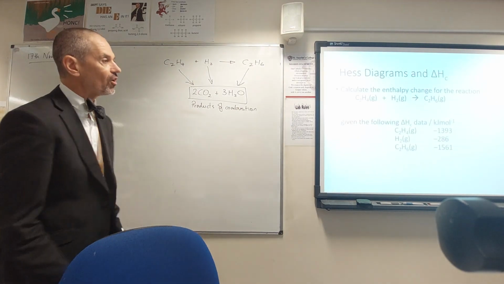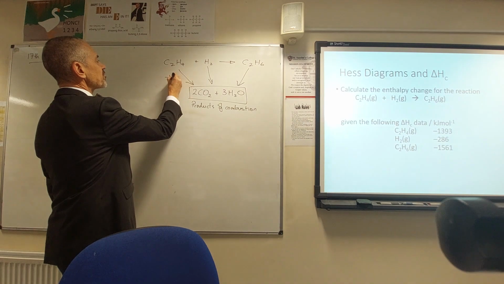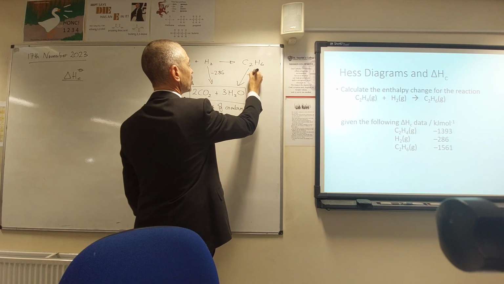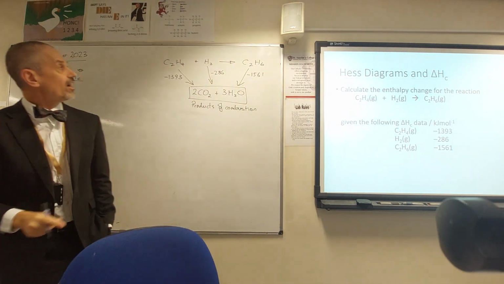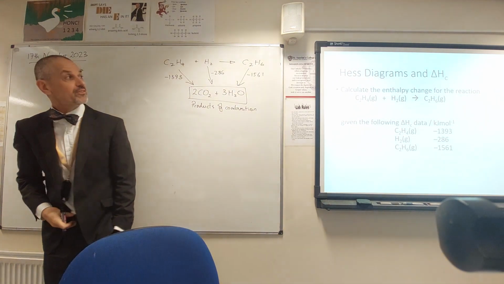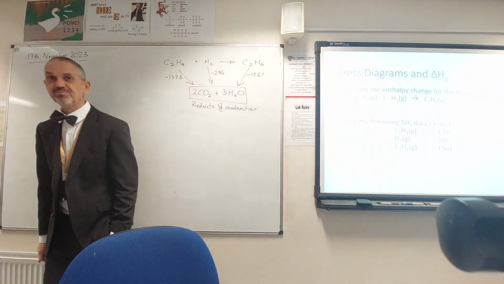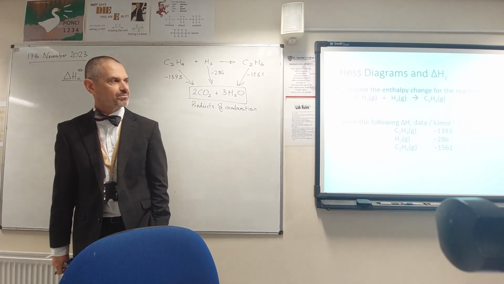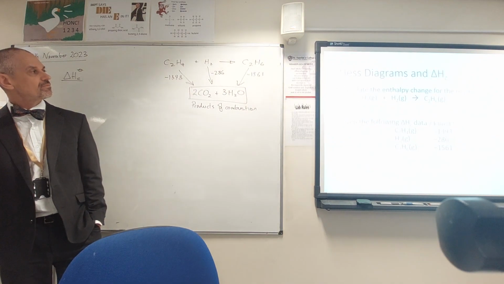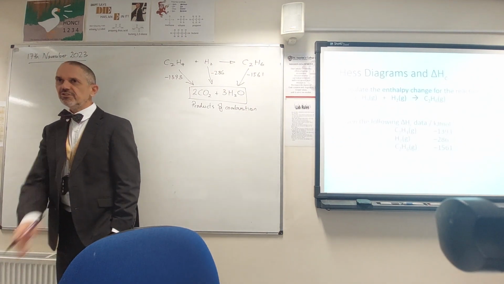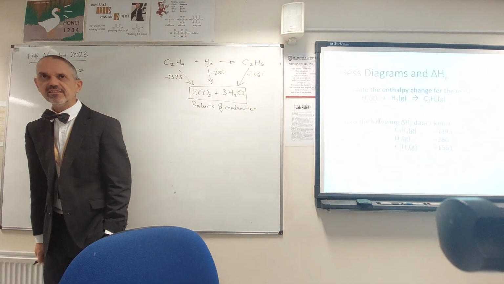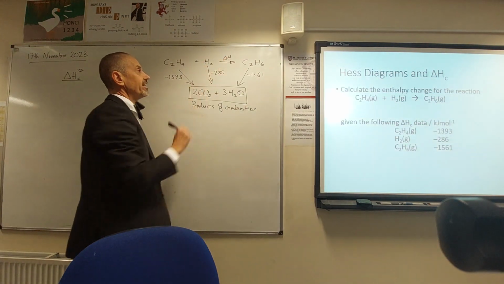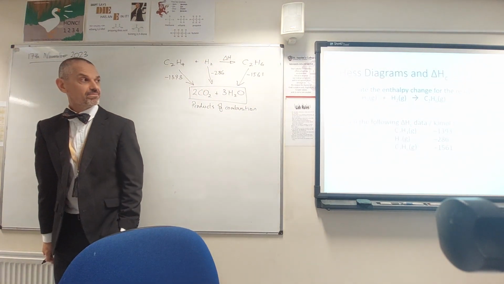And then I can put my numbers on. So minus 1393 would go there, minus 286 would go there, and minus 1561 would go there. And I'm just checking that I haven't got any balancing numbers in the equation that I might need to multiply by. No, I don't. That's fine. I can just use the numbers as they are. Okay. Can you just, using that diagram, using that data, work out an answer for delta H for that reaction, please?